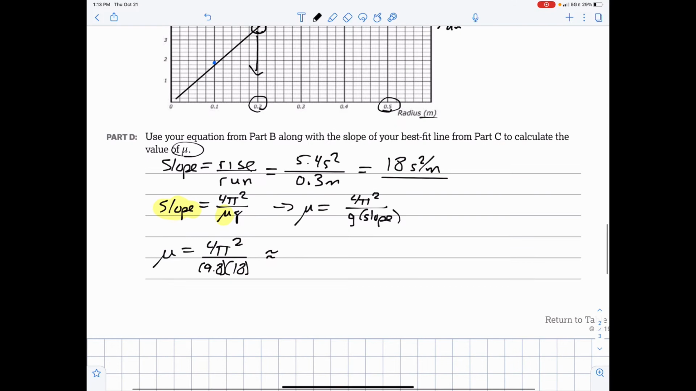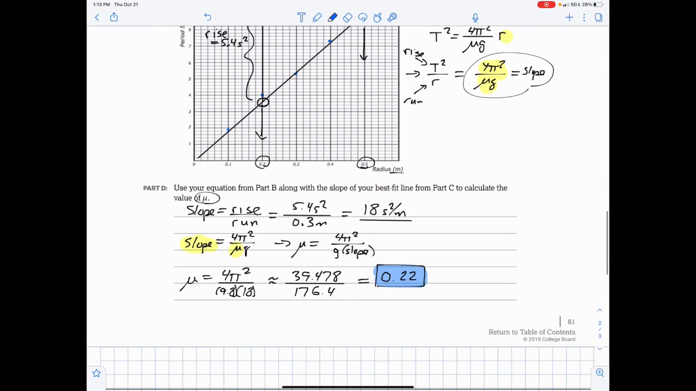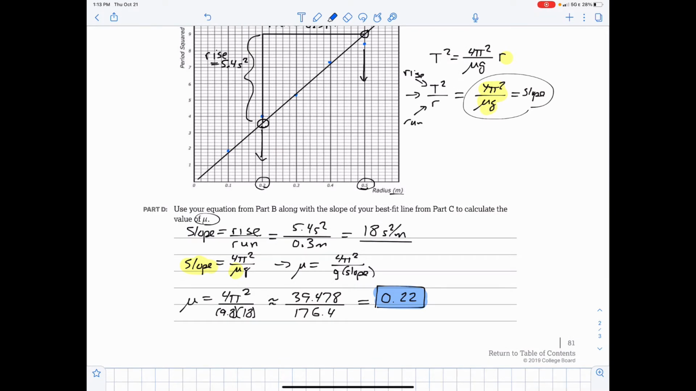So for our calculated mu, we have 4 times pi squared, which is about 39.478. 9.8 times 18 is about 176.4. So our calculated mu, 39.478 over 176.4, is around 0.22. You might even get as high as about 0.28 or 0.30, but you're going to be in a ballpark. You're not going to get a mu of 0.60 or 0.70. It should be about 0.20-something if you're doing it right.